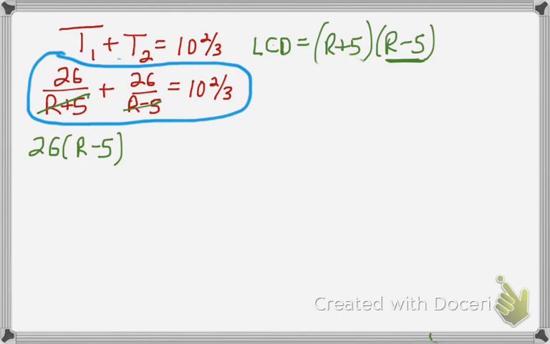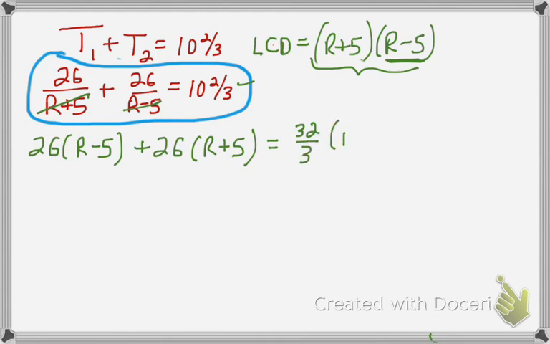And then we're left with plus 26 times r plus 5. And that equals, don't forget to multiply this lowest common denominator by the right side of the equation. And that gives us 10 2/3. I'm just going to write that as 32 thirds times r plus 5, r minus 5. And then from there, it's just a process of simplifying.